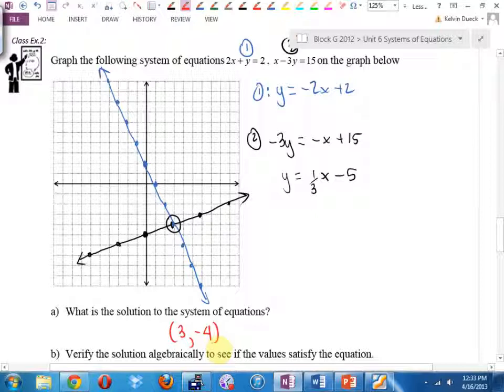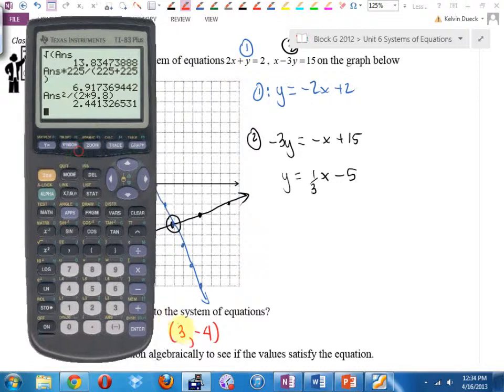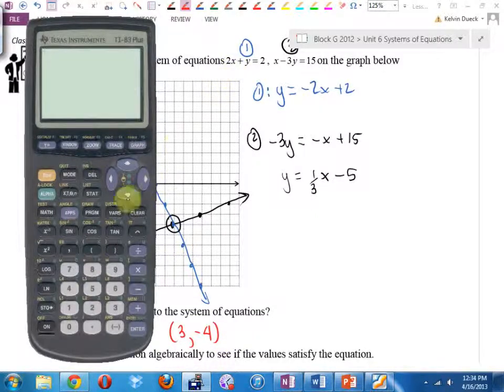Then it says, verify the solution algebraically. What that means is I go to the first equation, and I always tend to go to the typewritten one that they gave me, because I might have made a mistake in rewriting it. Wherever I see an x, I can replace it with a 3. Wherever I see a y, I can replace it with a -4. So in this first equation, 2x plus y equals 2.